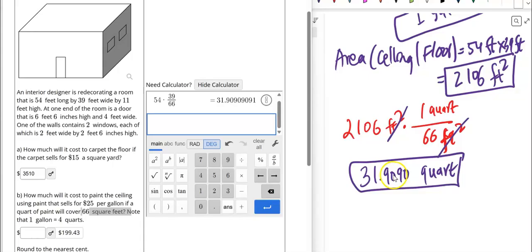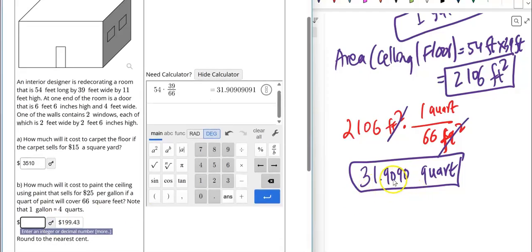But be careful, do not round here. Write as many digits as possible. It's enough if you write 4 digits after the decimal to get the answer in this part B. So I rounded to 4 decimal places. That could be enough.